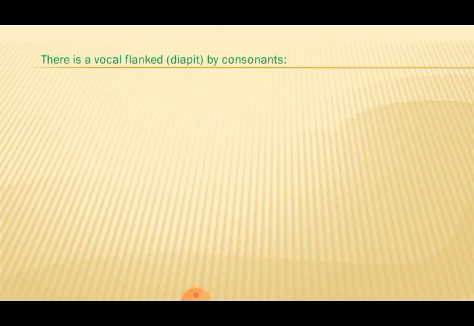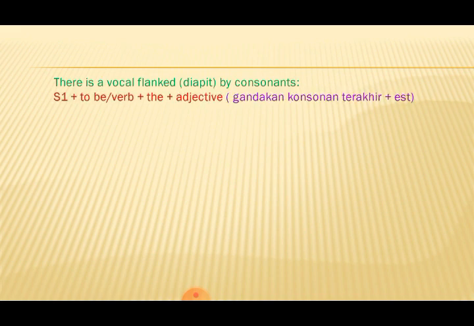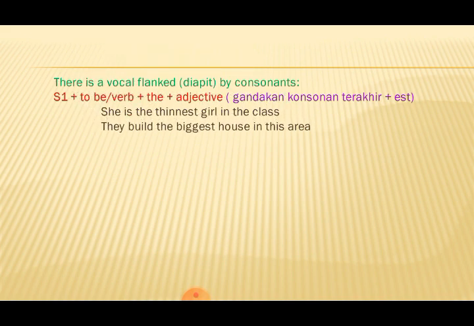The next is for a word that has a vowel flanked by consonant. Untuk kata yang ada huruf vokal yang diapit oleh konsonan atau huruf mati. And here is the formula. Kalian menggandakan konsonan terakhir dan menambahkan est pada kata sifatnya. And here are the examples. She is the thinnest girl in her class. They built the biggest house in this area.